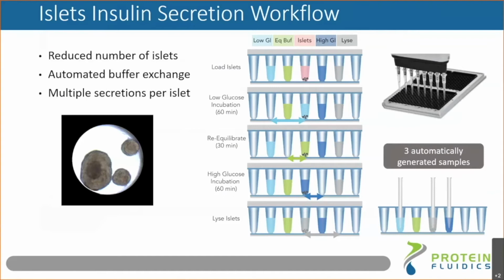So from the reduce, refine, replace mantra, he's now reduced the number of islets he's using from say 7 to 10 down to 3, and he's collected twice as many data points. You can collect 2 or 3 times as many data points from each set of islets. That not only reduces the number of mice he has to use, which is expensive, but it also improves the reproducibility, because now you're collecting the same information from the same set of islets as opposed to averaging cohorts of islets together.